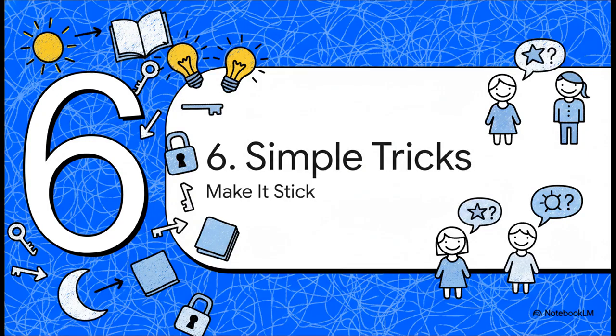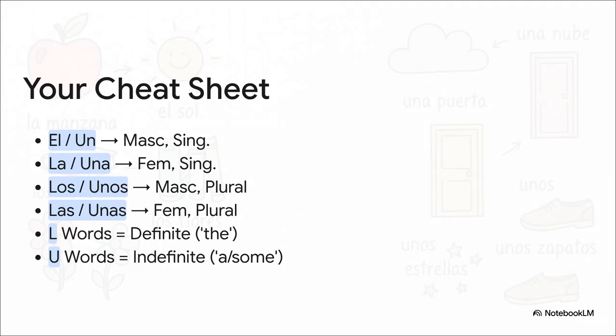Now, to really lock all of this in, let's go over a couple of simple memory aids that are going to help you remember all this stuff instantly. Okay, this slide is your ultimate cheat sheet, but here's the best trick on it. For the definite articles, the ones that mean the, think of them as the L words, el, la, los, las. They all have an L in them. And for the indefinite articles, the ones for a or some, think of them as the U words, un, una, unos, unas. L for definite, U for indefinite. That little trick is a lifesaver.